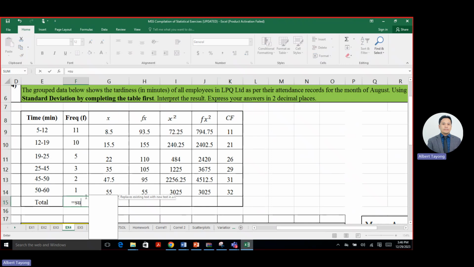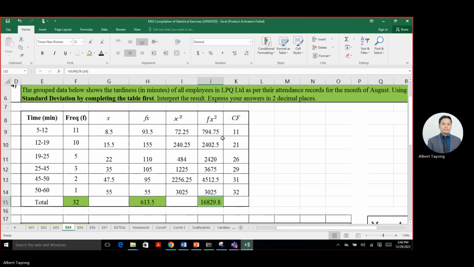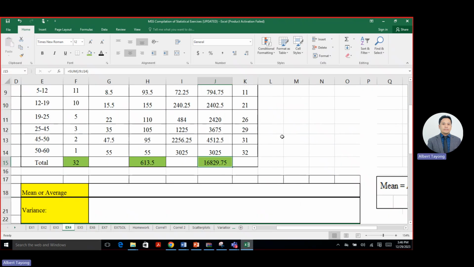So here we are going to get our sum and select the values. 32 equal to the last CF. You can drag this directly to the right. Okay. So we don't need the sum of x. Can delete that and this. This. We need only these three sums. Okay. All right.